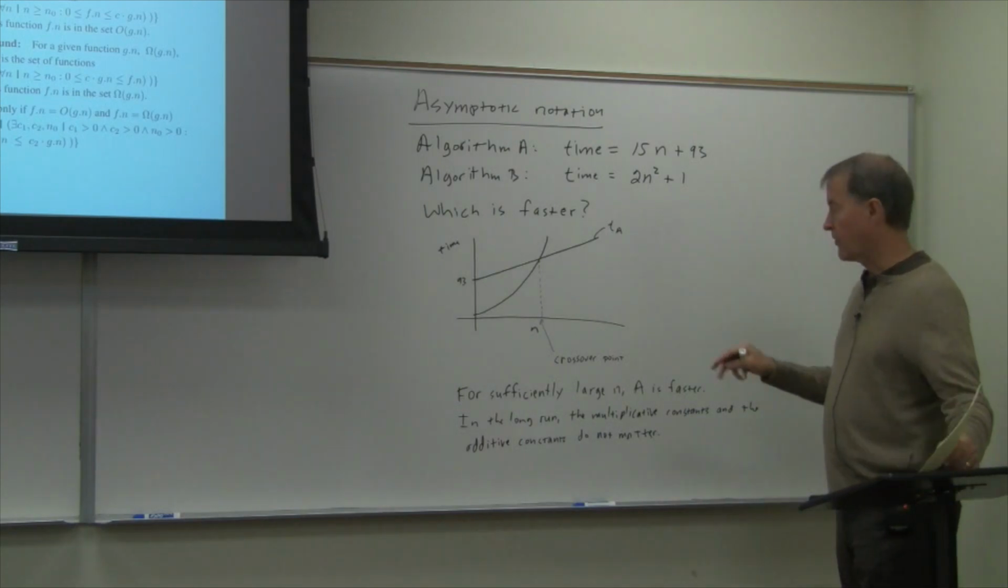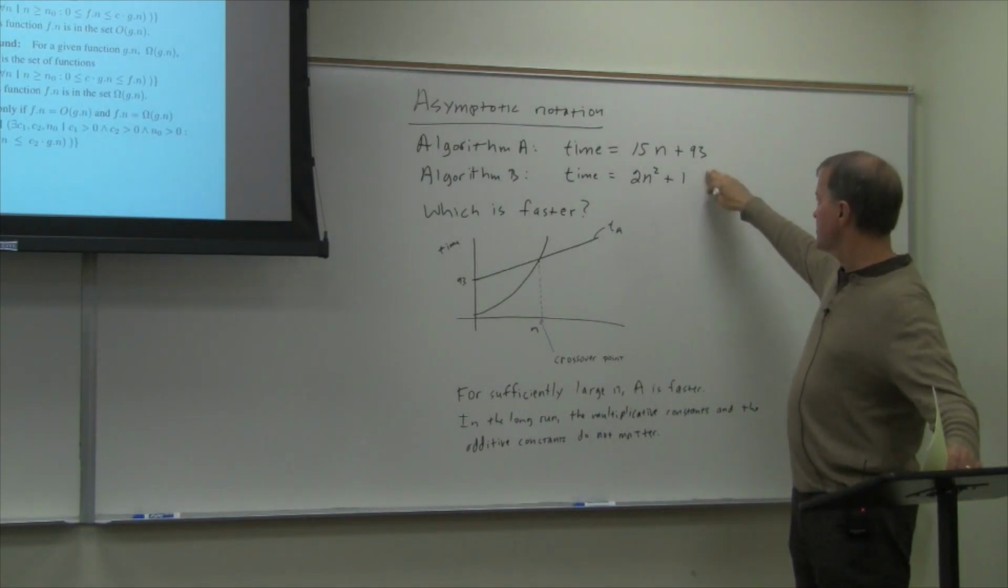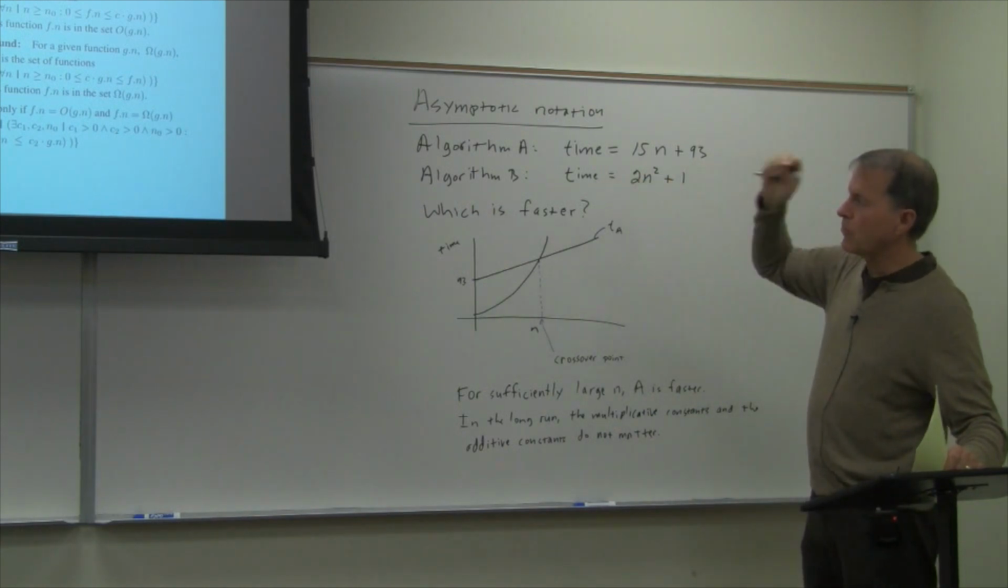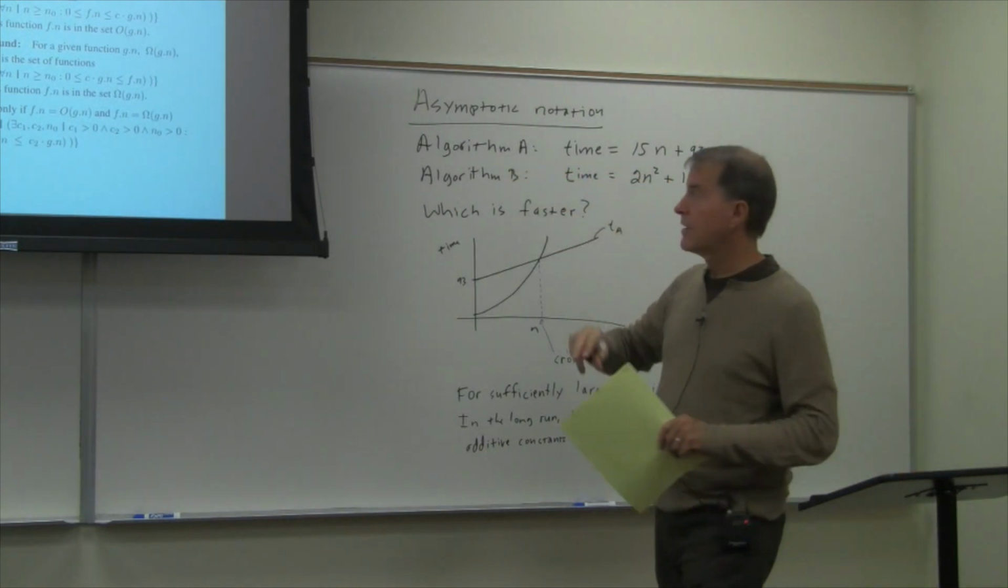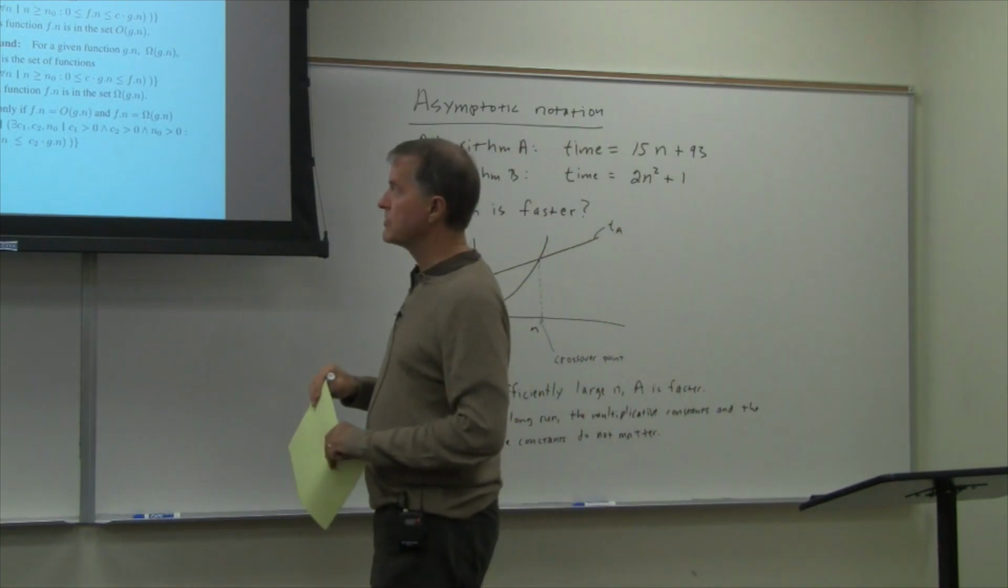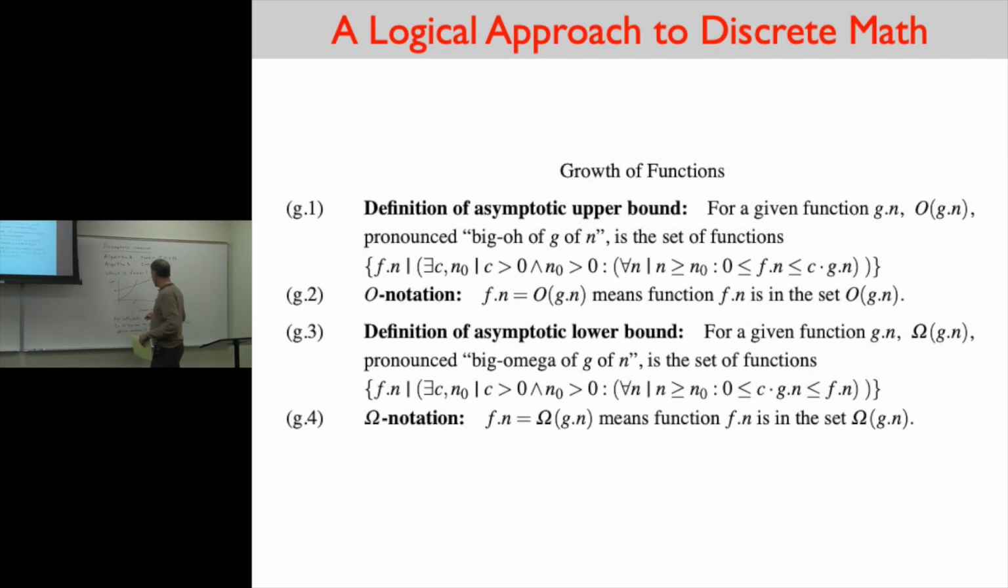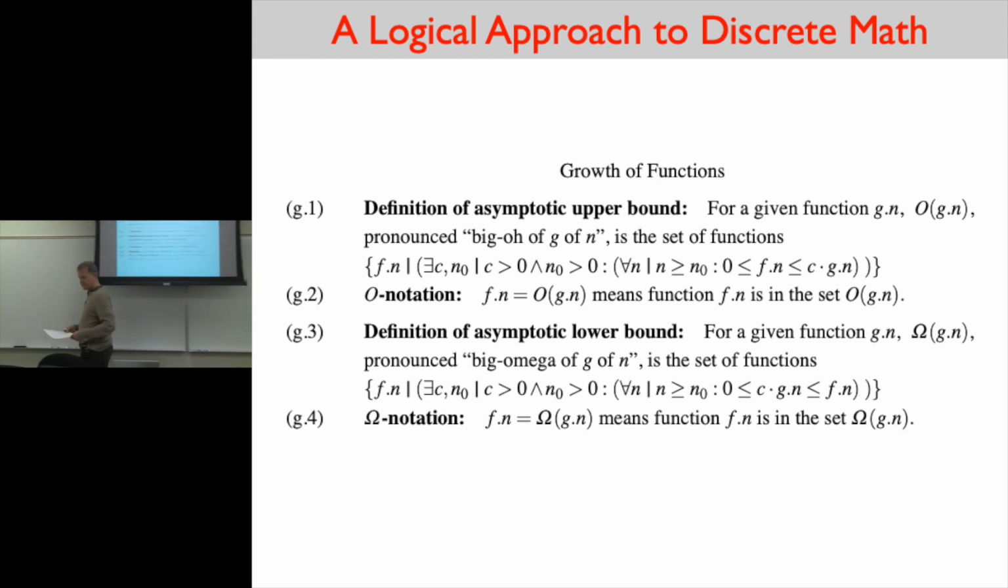So now, with these two functions, we're going to explore what we mean by this growth of functions theory. And so now let's take a look at our very first definition, G1. Now, watch this, you guys. This is a little tricky. G1 is the definition of what we call the asymptotic upper bound.